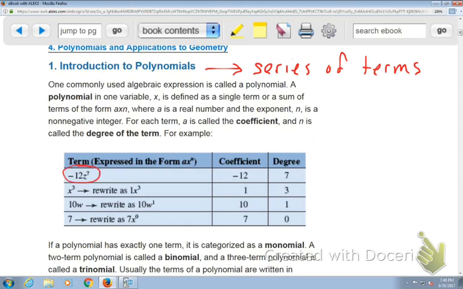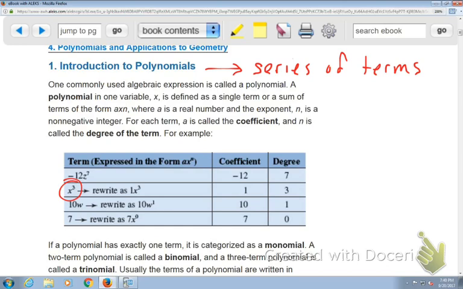So, is negative 12z to the 7th a term? I mean, it's written right below the word term, so that's a big red flag. Yes, it is. So the coefficient there is the negative 12, and the variable is z, right? Now, we define the degree of a term based on whatever power is on the variable. So in this case, the degree is 7. Is that okay?